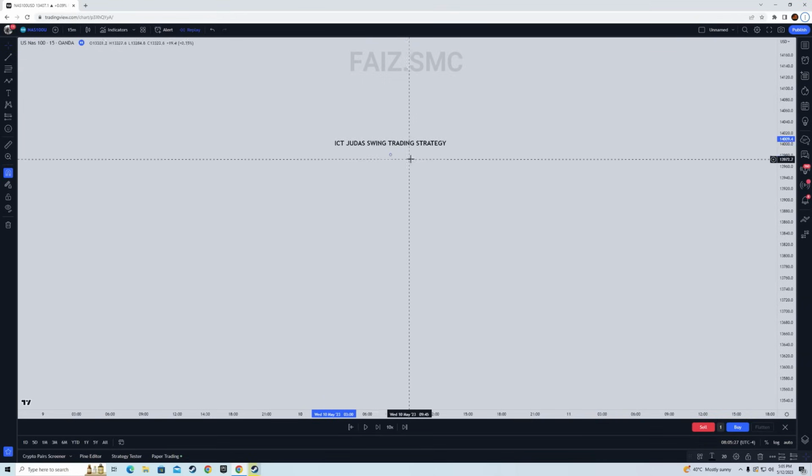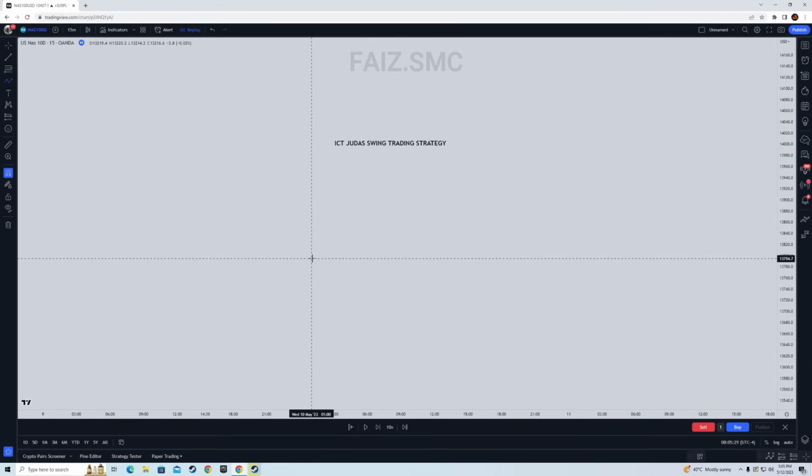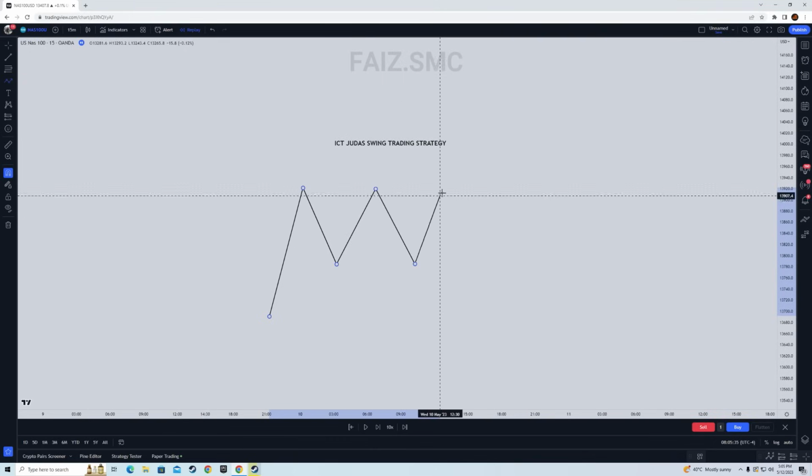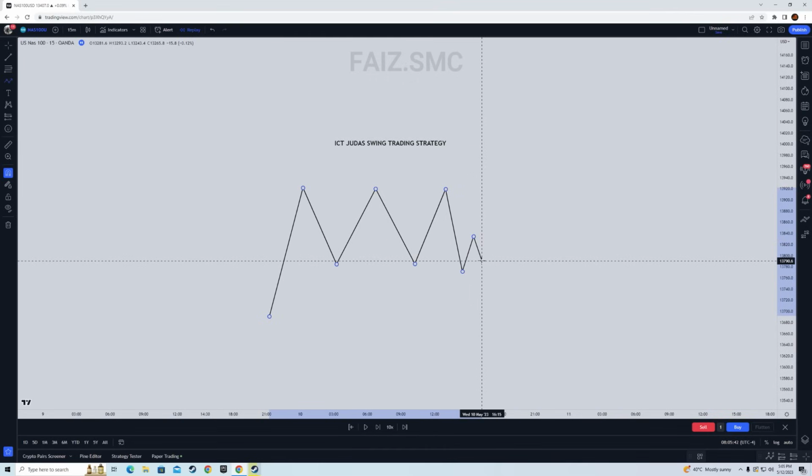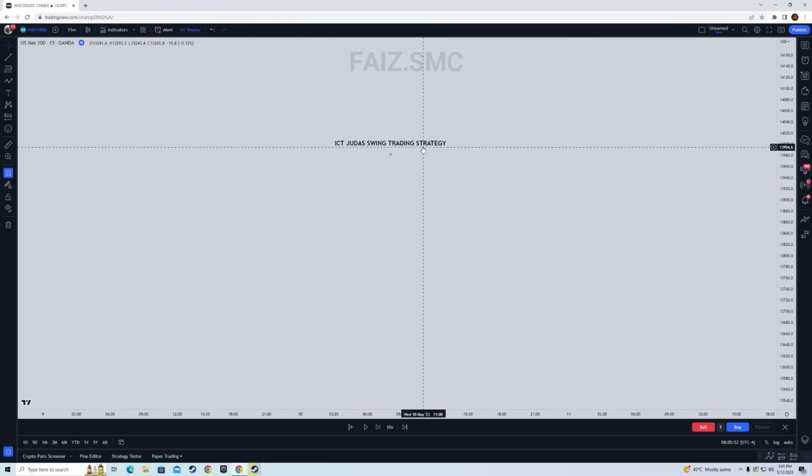So what is a Judas swing? A Judas swing is a fake move before a move in the original direction. Let's assume that you have buy side and sell side liquidity resting. Price takes out sell side liquidity. That is a Judas swing. Then you get a market structure shift, you take your entry, and you target the buy side liquidity, the original direction, because our narrative, our bias, was bullish.